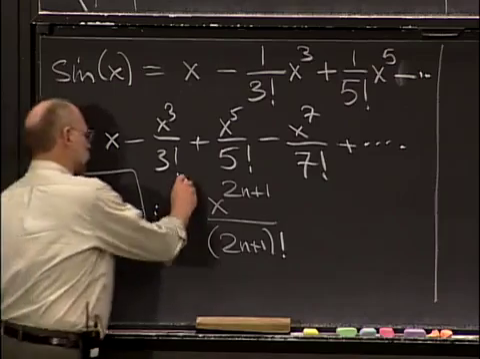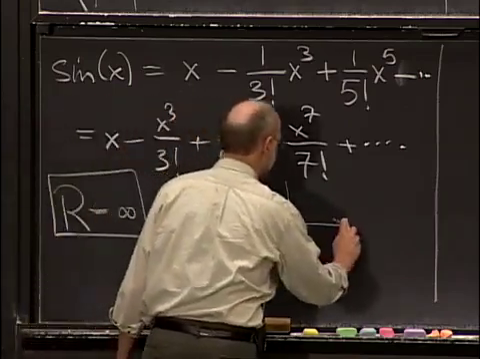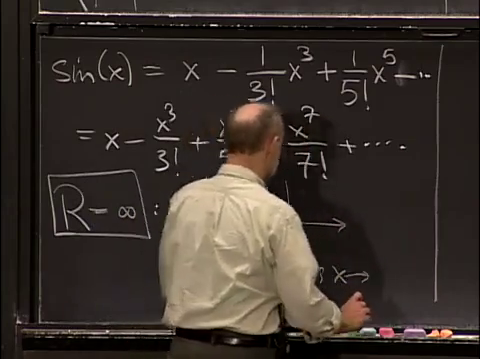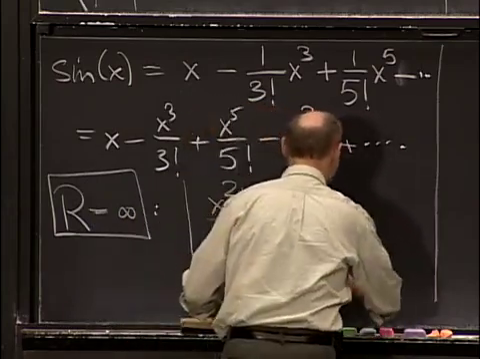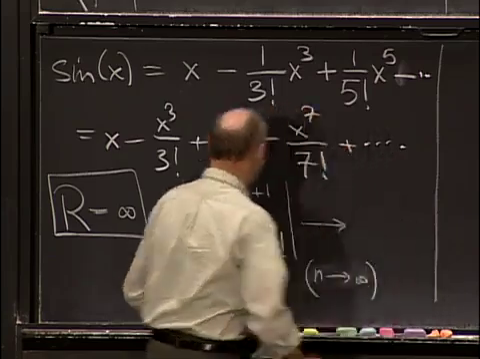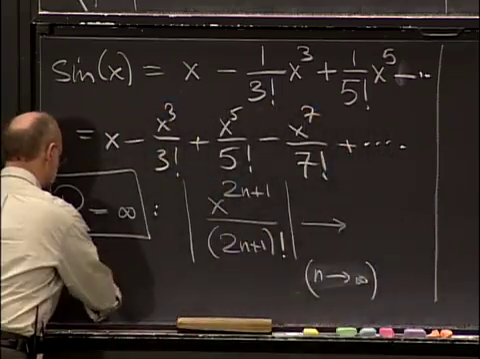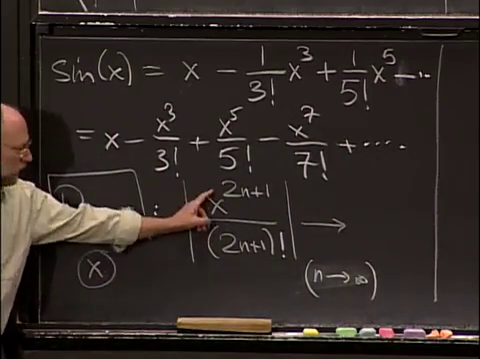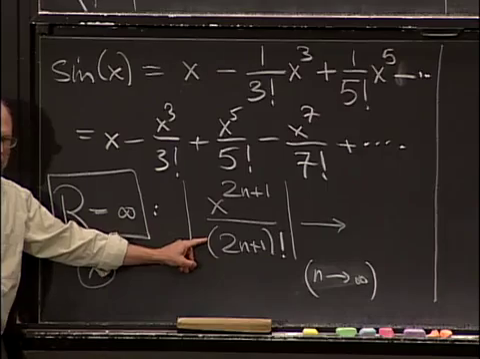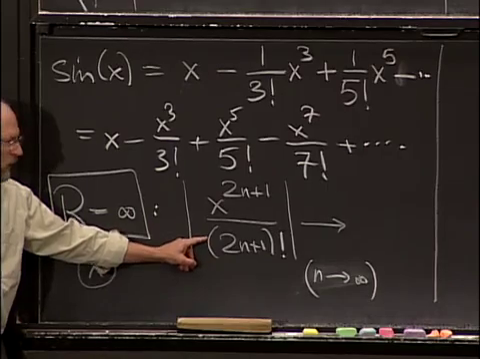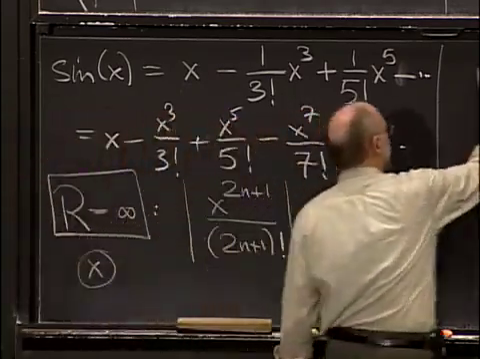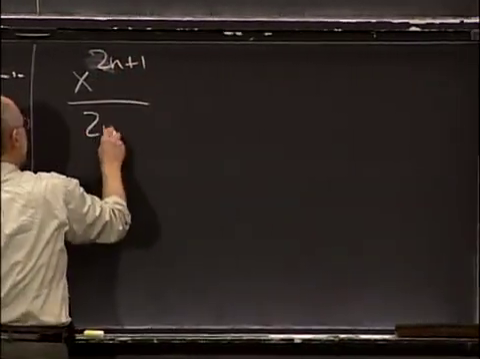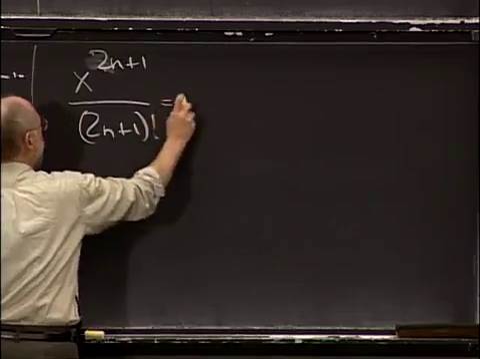And what I want to say is, what happens to the size of this as n goes to infinity? So let's just think about this for a fixed x. Let's fix a number x. Look at powers of x and think about the size of this expression when n gets to be large. So let's just do that for a second. So x to the 2n plus 1 over 2n plus 1 factorial, I can write out like this.